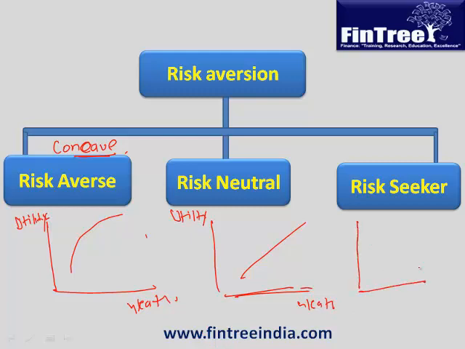Risk seekers are exactly opposite of what risk averse people were. So when they have positive wealth, the increase in utility is higher compared to the decrease in utility in a scenario of negative wealth. Which means again it's a positive slope, but should it be concave or convex now? Now it should be convex. So now it works this way around. This side is utility and this side is wealth.